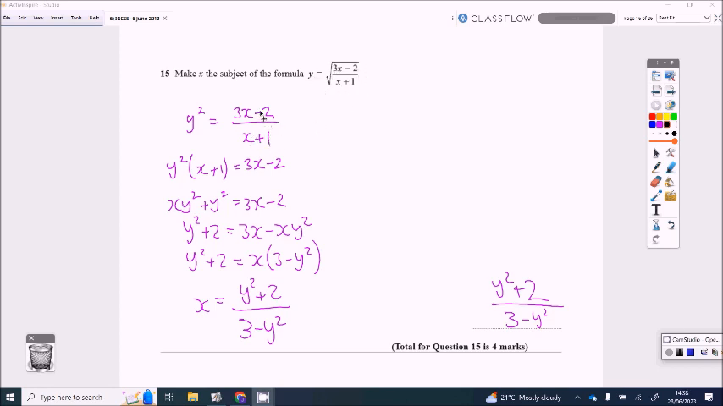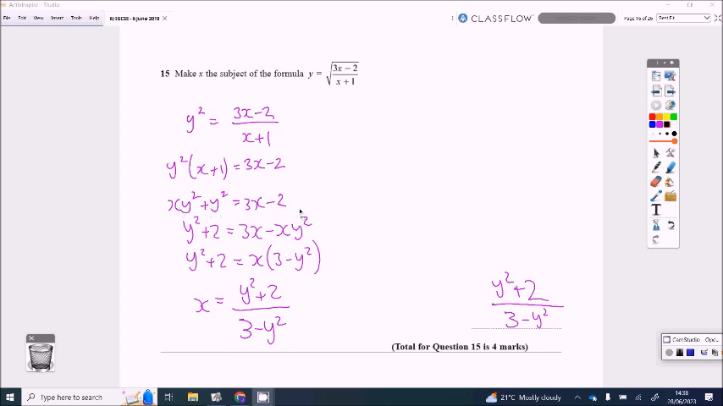Now my next step, I want to undo having a fraction. I want to get everything onto one level. So to undo dividing by x plus 1, I'm going to multiply both sides by x plus 1, giving me this. I'm now going to multiply out my bracket. So y squared times x is xy squared. Y squared times 1 is y squared.